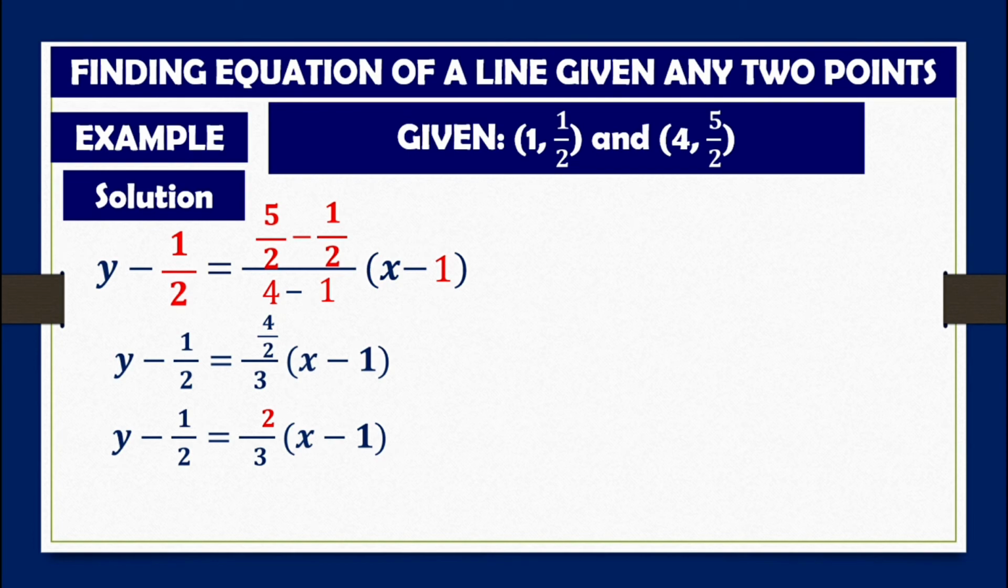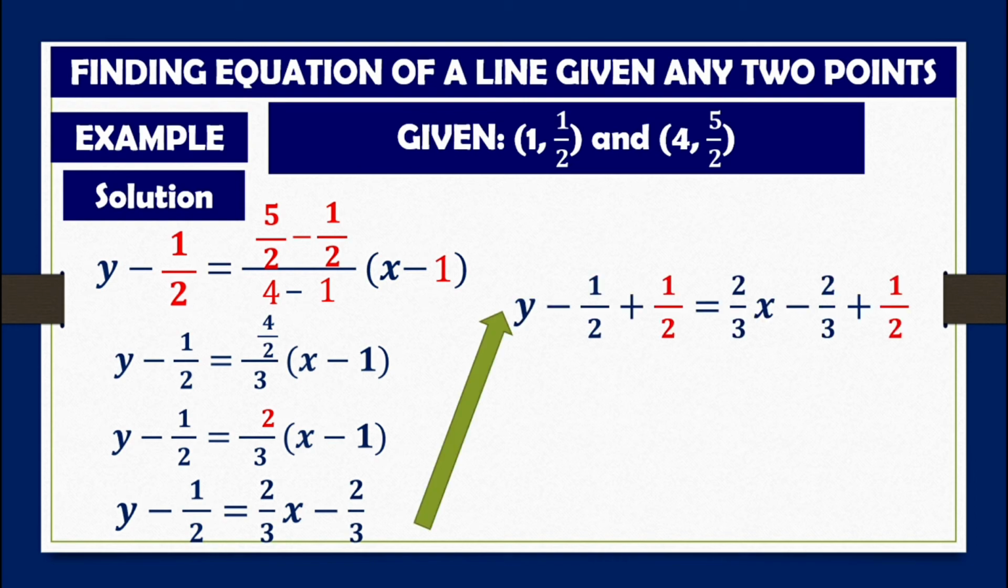Then, we will simplify the right side of our equation using the distributive property. So, y minus 1/2 is equal to 2/3 x minus 2/3. Then, we will get rid of negative 1/2 on the left side using the addition property of equality. Our simplified equation becomes y equals 2/3 x minus 2/3 plus 1/2.